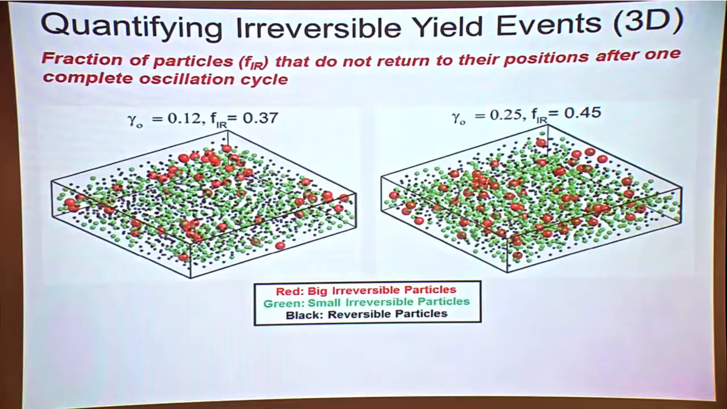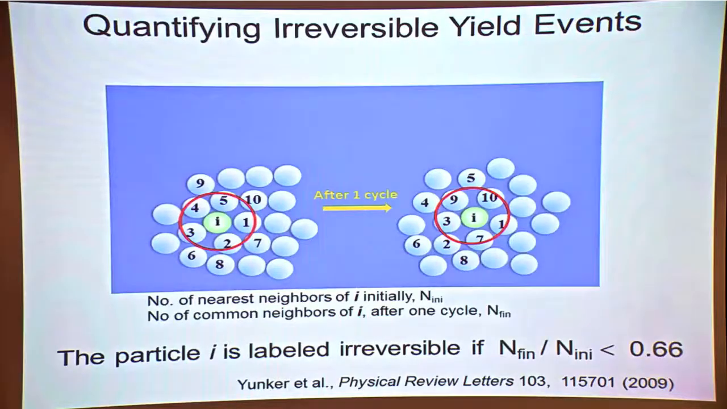Here at 0.25, very close to gamma y, the fraction is 0.45, and again you can see they are distributed throughout this observed volume. So this is how we define quantitatively whether we are calling it reversible or irreversible.